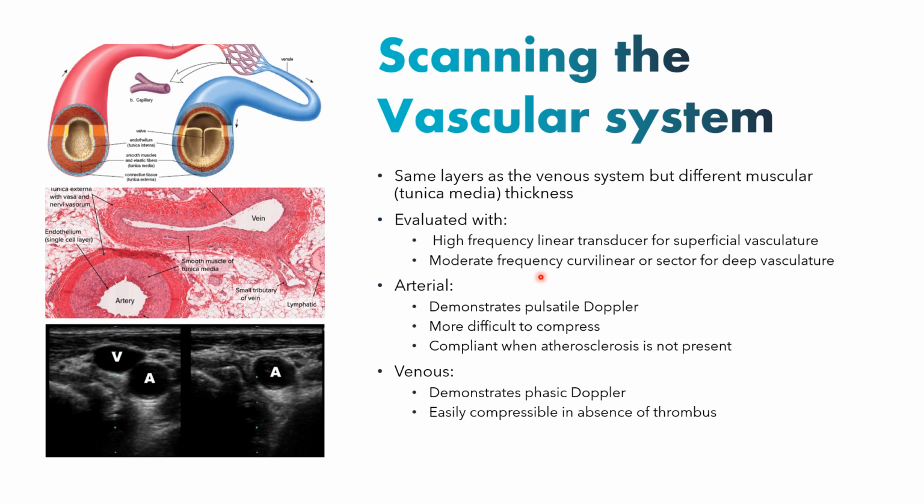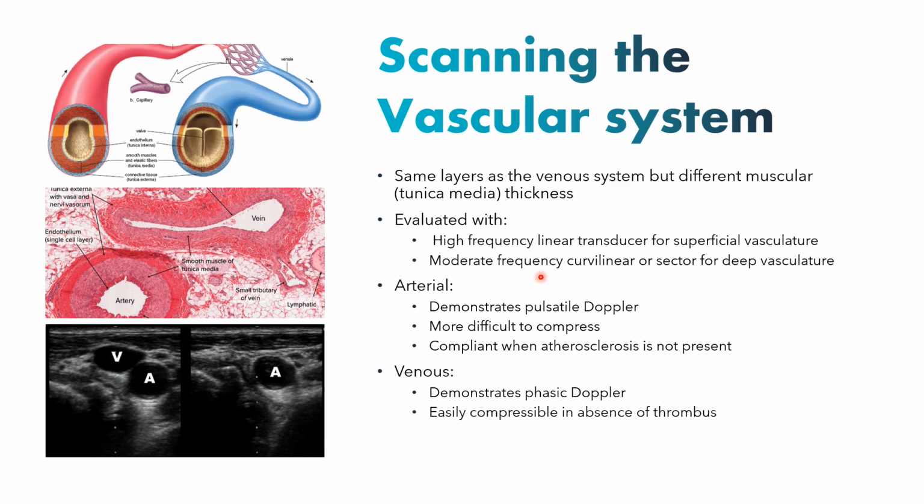The venous system demonstrates phasic flow in the phases of respiration rather than the pulsatile flow of the arterial system. It can be very easy to accidentally, especially when you're in long axis on an artery or vein, slide from an artery into a vein. So identifying those changes of pulsatility or phasicity can really help you reorient yourself to where you're at.